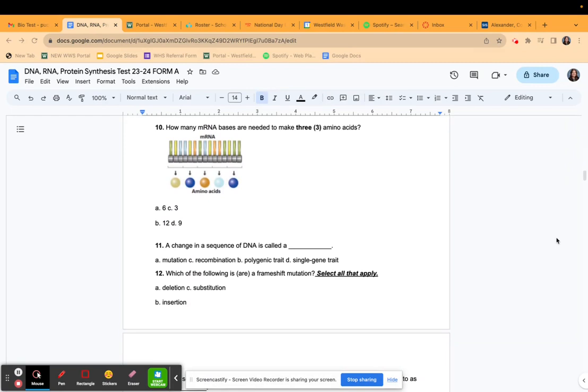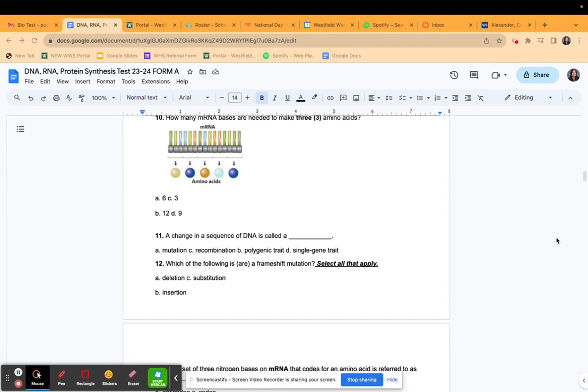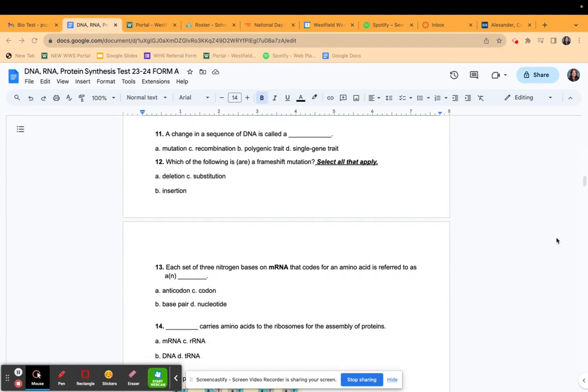Number 10. How many mRNA bases are needed to make 3 amino acids? A. 6, B. 12, C. 3, or D. 9? Number 11. A change in a sequence of DNA is called: A. Mutation, B. Polygenetic trait, C. Recombination, or D. Single gene trait.